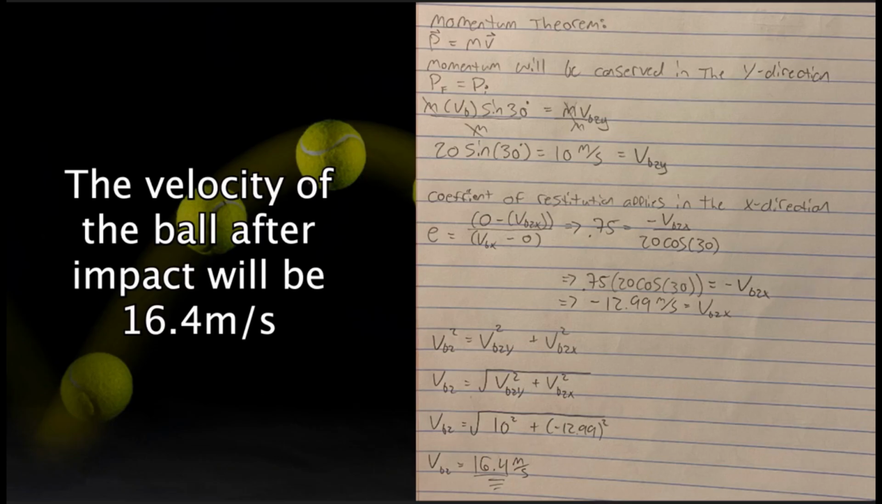Alright, in order to solve this problem, we'll need the theorem of conservation of momentum. We'll also be using the coefficient of restitution. Finally, we'll be using components of x and y. First, we can use the momentum theorem to find the speed in the y direction of the ball after impact. Next, we can use the coefficient of restitution theorem to find the speed of the ball in the x direction after impact. Finally, using our components, we can combine these two to find the final speed after impact.